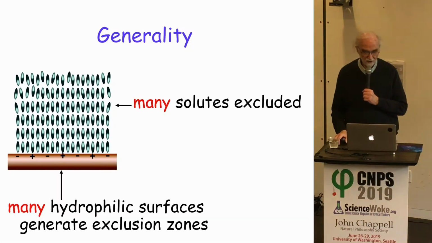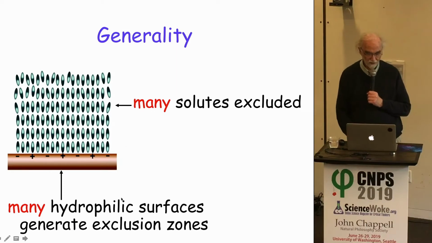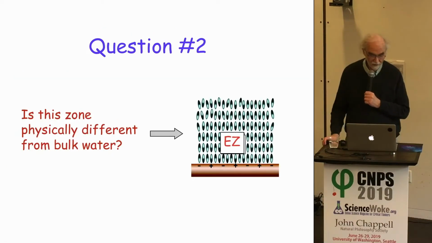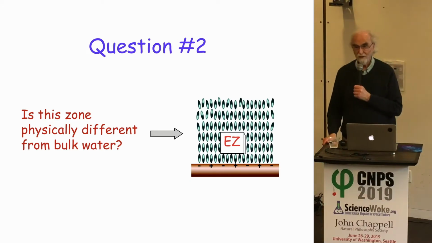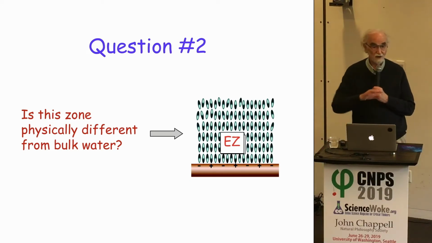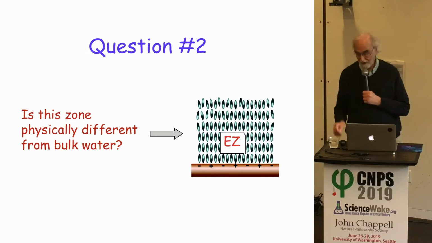So in terms of generality, many hydrophilic surfaces generate exclusion zones, and many solutes are excluded. So it's pretty general. Question number two. Is this zone physically different from bulk water? I've suggested it might be, but I provide no evidence. What's the evidence?